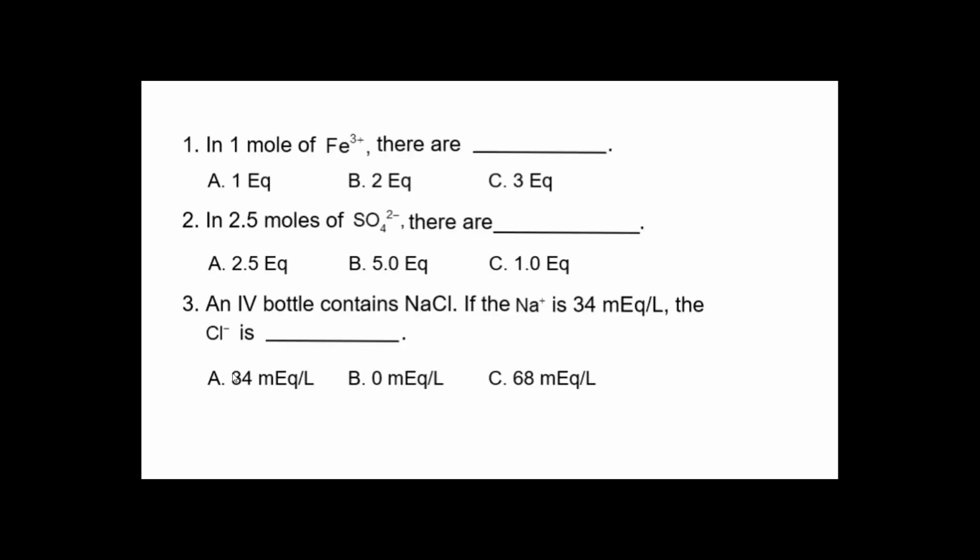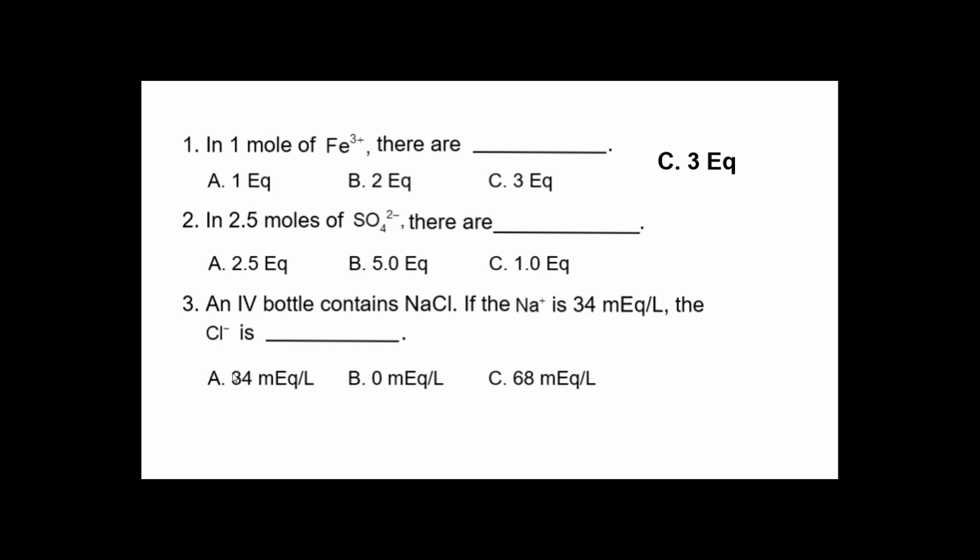Okay, so let's do some problems. In 1 mole of iron 3+, there are how many equivalents? Remember, I told you to look at the charge. So in this case, you should have said 3 equivalents per mole. And that's what would have been the conversion for this.